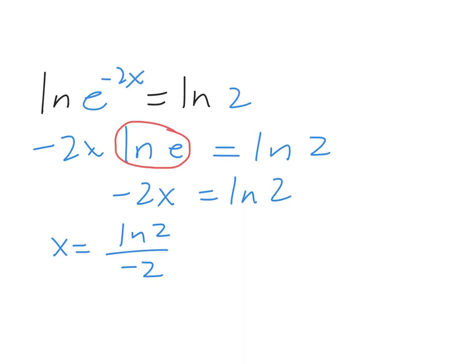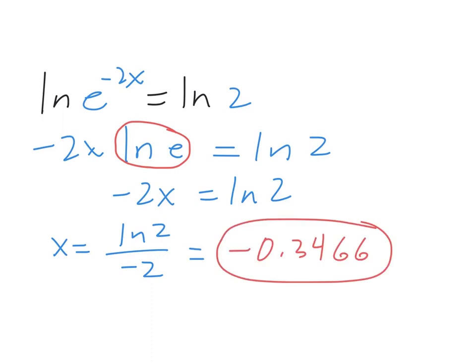And this natural log of 2 divided by negative 2 is something you're going to type into your calculator to get your answer. So go ahead and do that. Make sure, again, you close the parentheses on the natural log. So we end up with negative 0.3466.